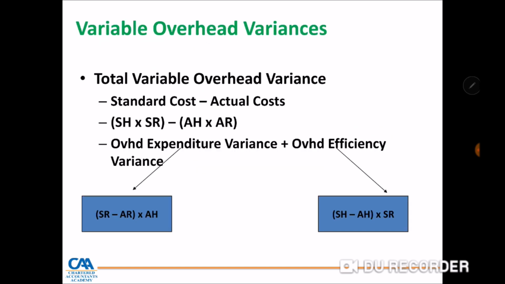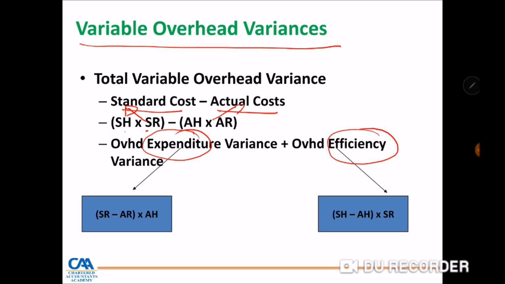So to explain what you're supposed to do, what gives rise to a variable overhead variance? We are saying standard cost minus actual cost, which can arise from standard hours times standard rate minus actual hours times actual rate. This is how I get actual cost, this is how I get standard cost. Then I can further break this down into expenditure and efficiency variance.